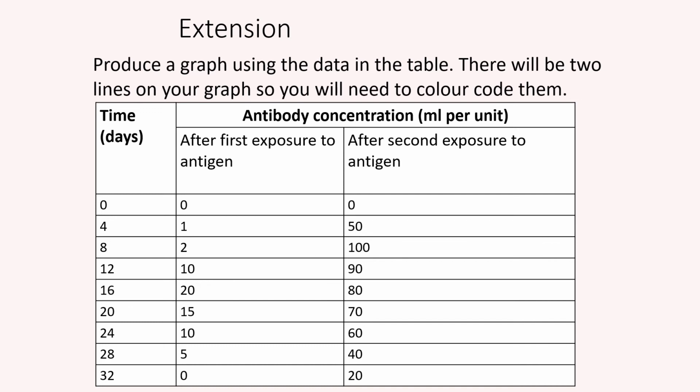So it says produce a graph using the data in the table. There will be 2 lines on your graph, so you will need to color code them, so you'll need to have a key. So you've got your time in days, your antibody concentration milliliters per unit, and your after first exposure to antigen and after second exposure to antigen. So try and pause the video and try to plot your graph before I go over the answer.